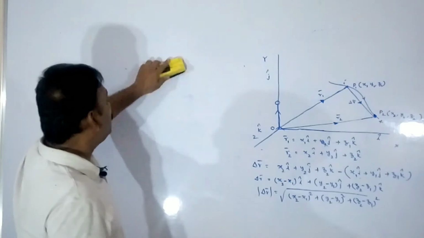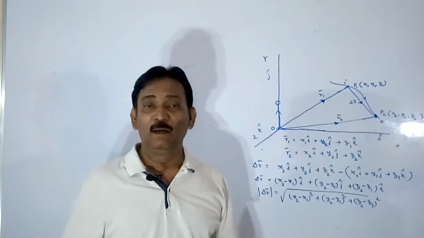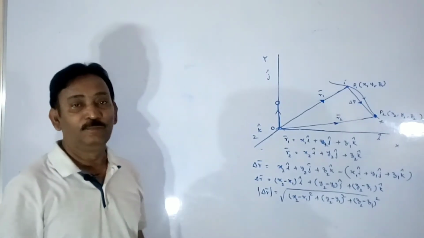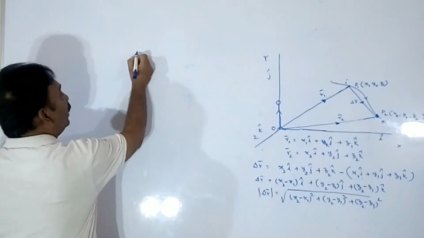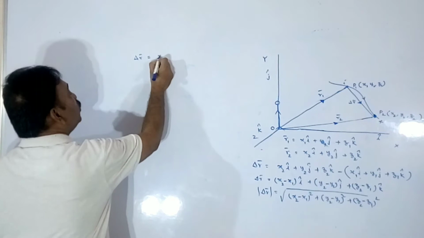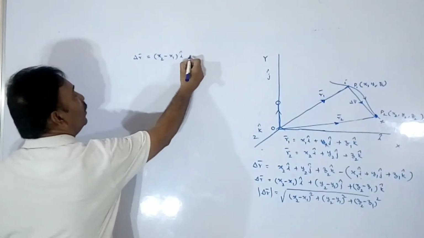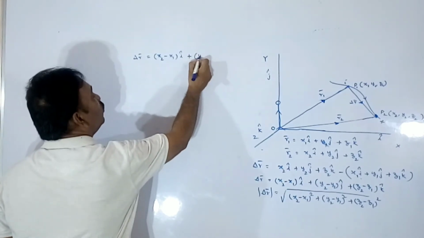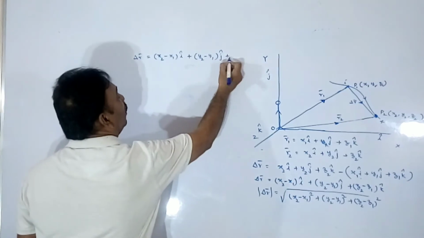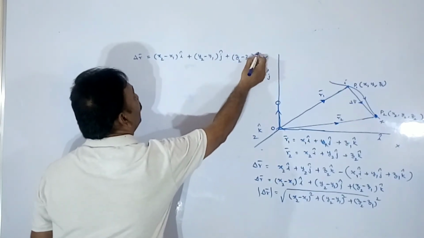Here, one-dimensional motion means what? The change in position of the vector should happen in one dimension. That means along one axis only. And finally, you have the relation: delta r is equal to x2 minus x1 into i cap plus y2 minus y1 into j cap plus z2 minus z1 into k cap.